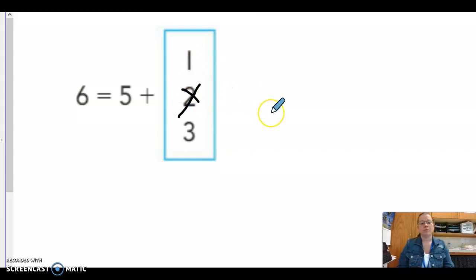Let's try 1. 5, 6. 5 and 1 partner together to make 6. So we are going to circle that. So tomorrow on your test, you're going to circle the correct answer, and I'll tell you that again tomorrow.